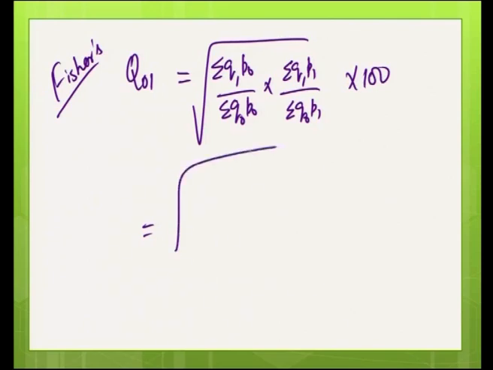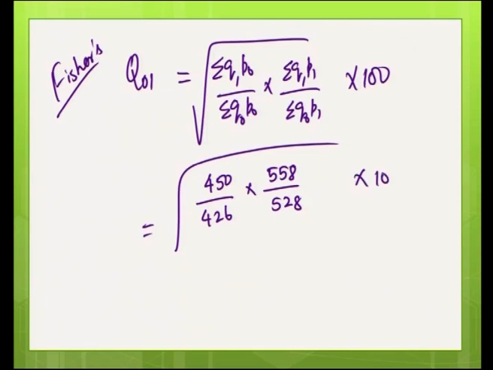Now substitute all the values from the tabular column. 450 by 426 into 558 by 528 into 100. The answer is 105.6. This is the quantity index number.